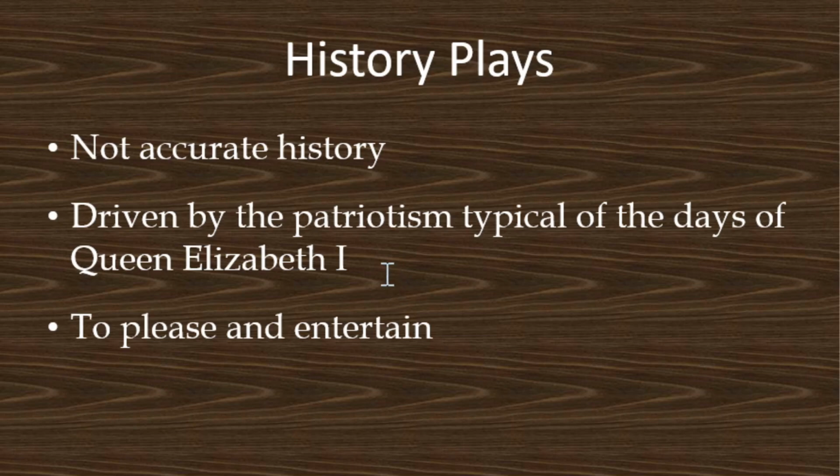And we know that Shakespeare was a businessman, besides being a brilliant writer and a poet. He had an eye for the business possibilities of the stage, and he cashed in on that. So he also tried to please his patrons and to keep his clientele entertained. And history plays of Shakespeare need to be read keeping all these things in mind. They're not precisely history, but there is a lot of history in them.